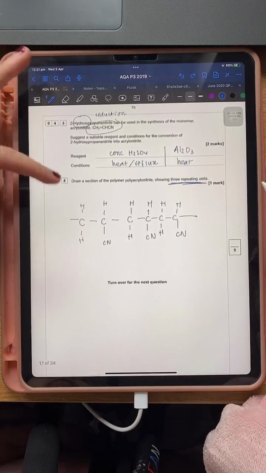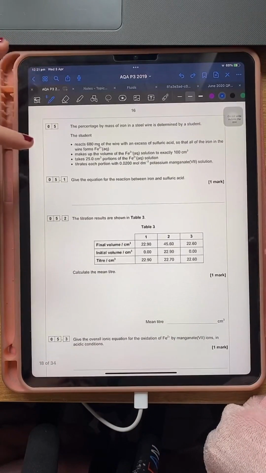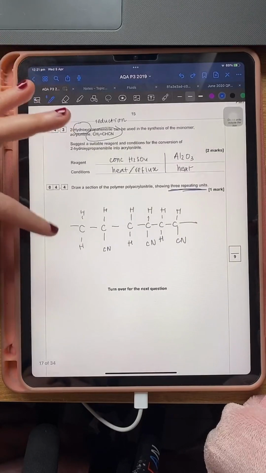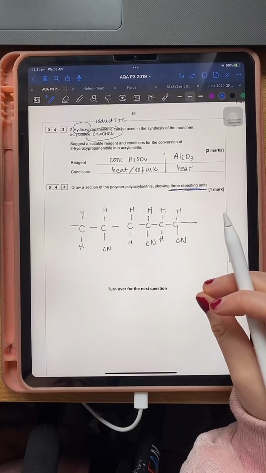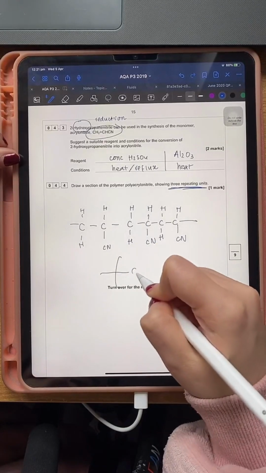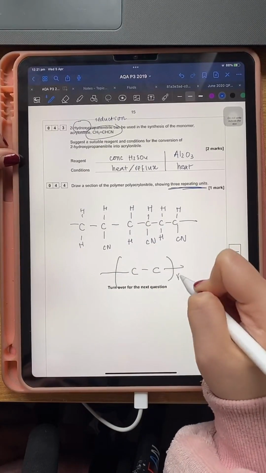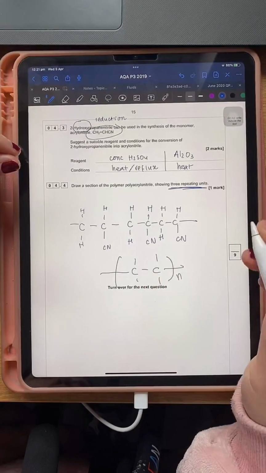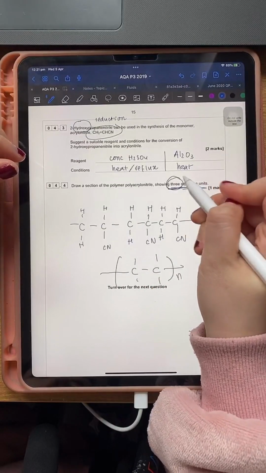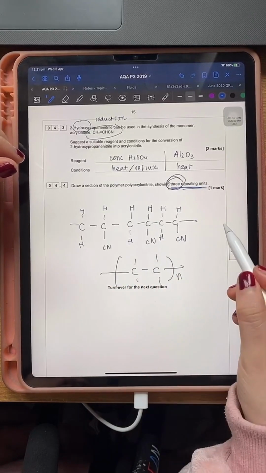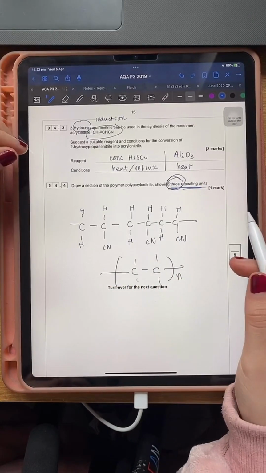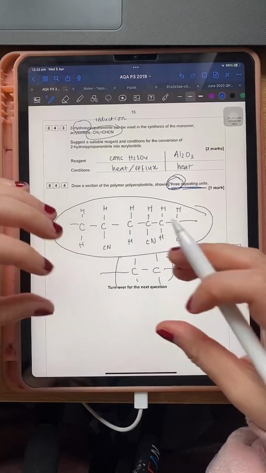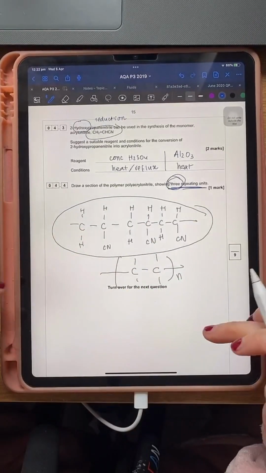Why can't you put the brackets? The brackets is a singular repeat unit, like this. That's the repeat unit for the polymer. But since they asked for 3 repeat units, you have to show all 3 of them. If not, you lose the marks. So when you show the 3 of them, you don't put them in brackets anymore because you're already showing the different branches or the different chains. The repeat chains, not the different chains.